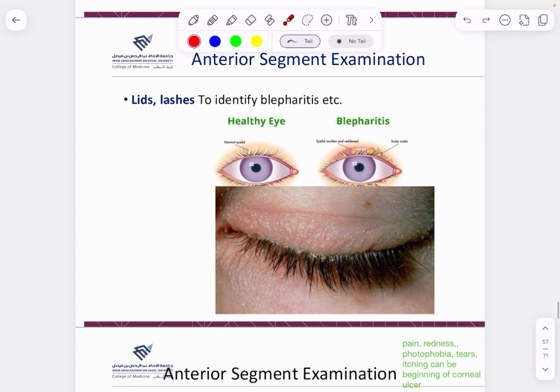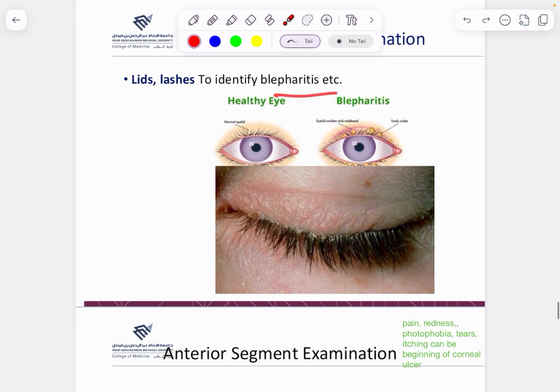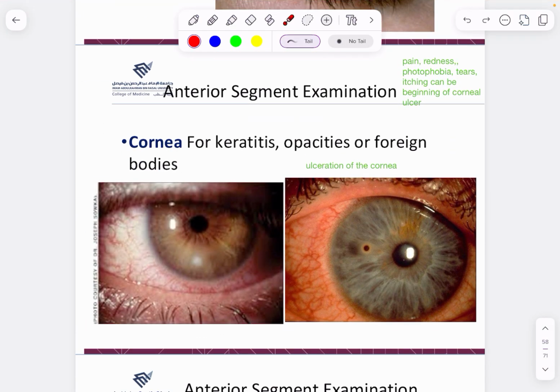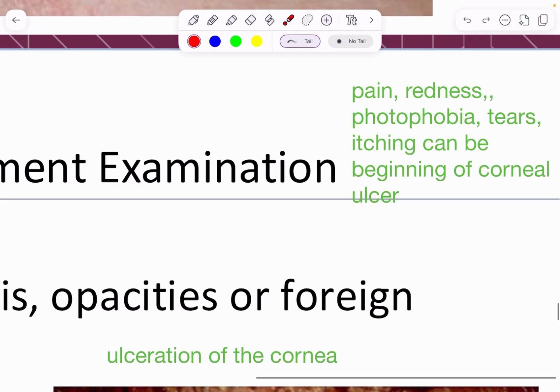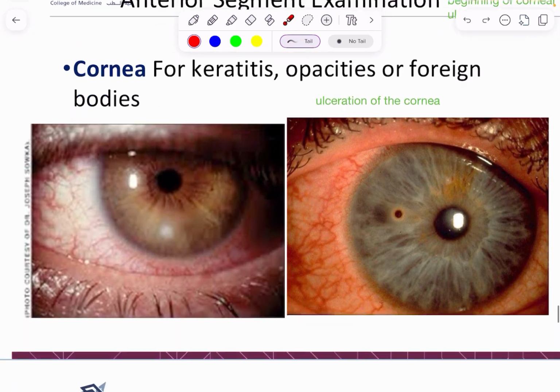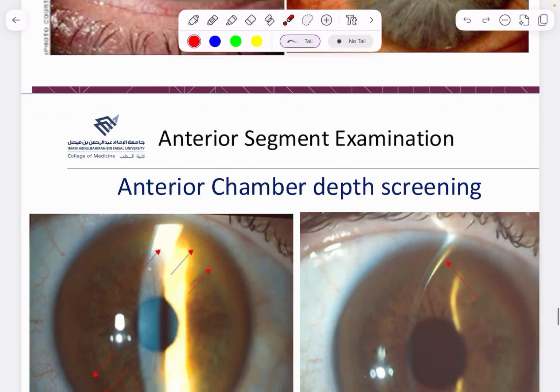Okay, anterior segment examination. First, you want to examine the lid and the lashes to identify blepharitis. Then the cornea for keratitis or opacities or foreign bodies or ulceration of the cornea. He mentioned that contact lens wearers are at risk for it. These are like red flags that could be the beginning of corneal ulcers. So if your patient's complaining of pain, redness, photophobia, or tears or itching, you have to check for corneal ulcers.